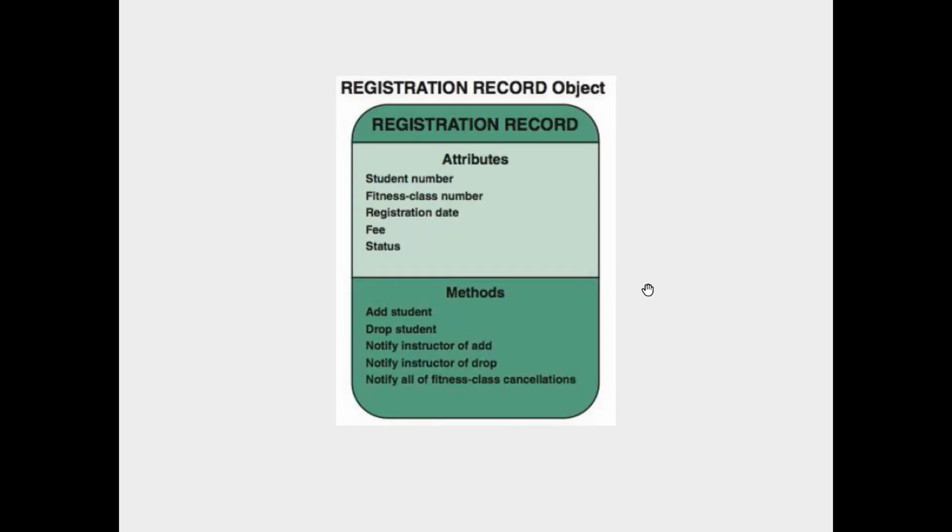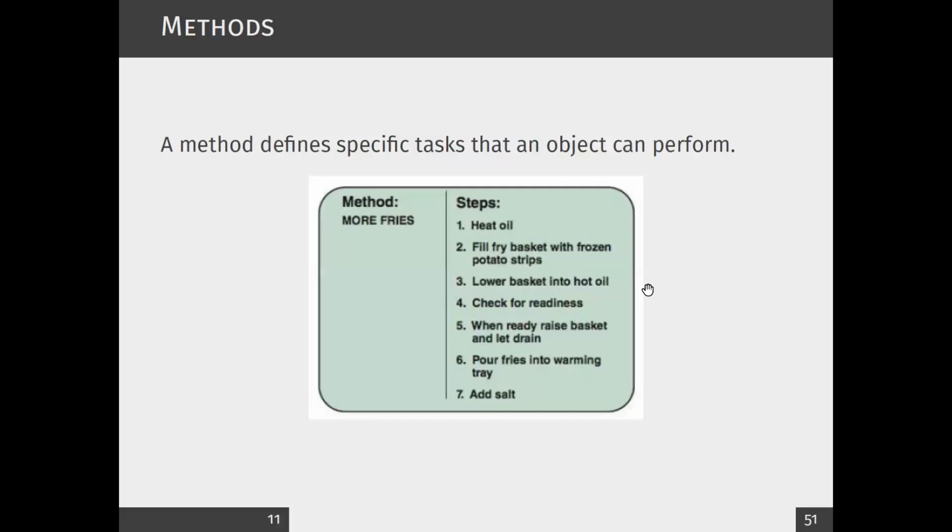Similarly, if you have another object here, we have registration record, we have attributes, and then in registration record, we have student number, fitness class number, registration date. And similarly, there are some methods where we can use add student, drop student, and so on. Right. Now that we talk about the attributes, we can talk about the method.